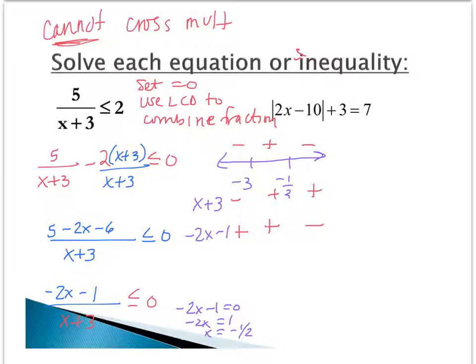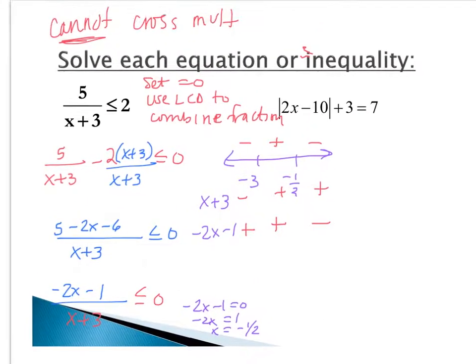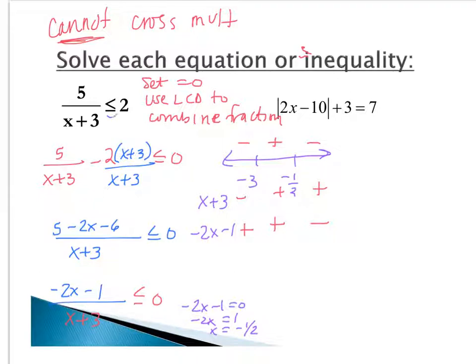And then the last thing that I want to look at is what kind of answer I need to finish with. Since I want my problem to be less than or equal to 0, I need my negative signs in my result. And because I had gotten the value of -3 from the denominator, even though my problem has an equals to bar, I have to use a parenthesis here, because if I were to use a bracket, then that would give me a value that makes the denominator 0, which is not allowed. So my final answer is -infinity to -3 union -1/2 to infinity.